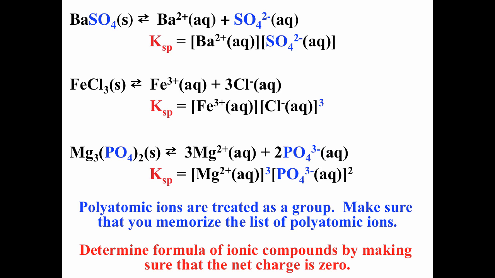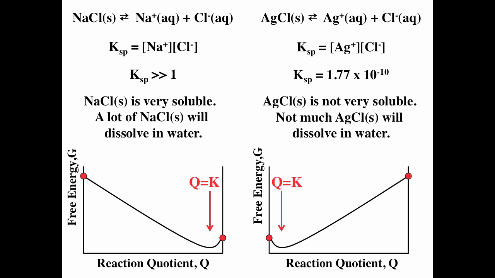You should also recognize the polyatomic ions. It's very important to recognize them because they stay together as a group. And then on the bottom, we have the magnesium phosphate. And so Ksp values describe solubility. The larger the Ksp, the more soluble. And so sodium chloride, table salt, is very soluble, has a very large Ksp. Silver chloride has a very small Ksp, so it's not very soluble.